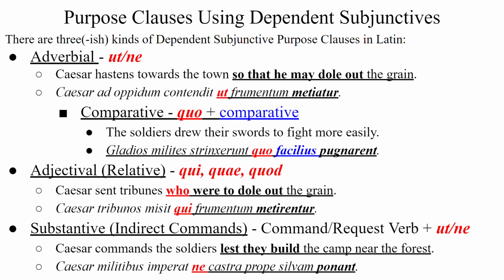Optime. And one last review thing. Primary sequence means that if the main verb is present, present subjunctive, future, future perfect, or an imperative, primary sequence, that means that the dependent subjunctive verb must be in the present tense. If the main verb introducing the dependent subjunctive clause is a past tense, imperfect, perfect, or pluperfect, you are in secondary sequence and the dependent subjunctive verb must be imperfect subjunctive.